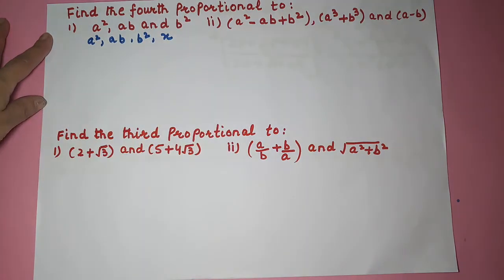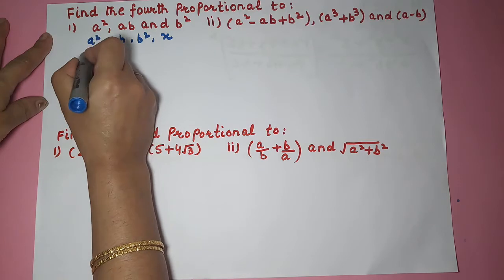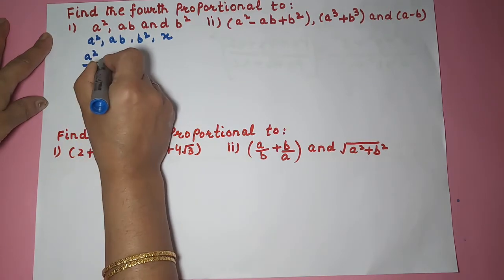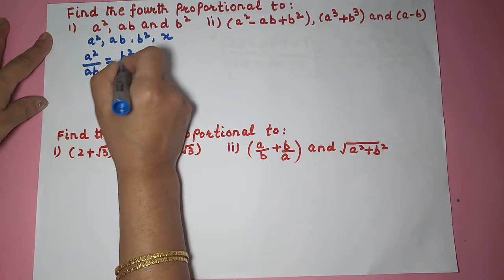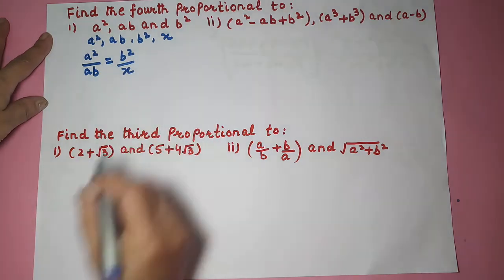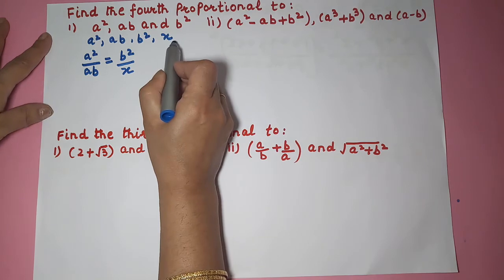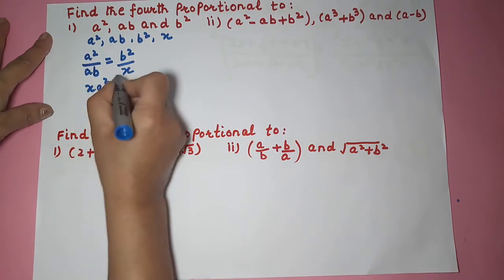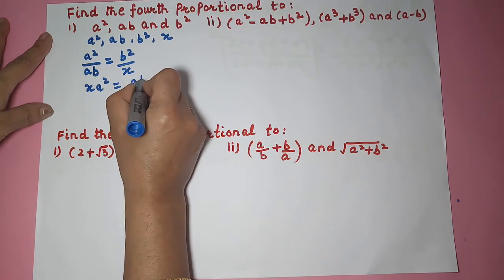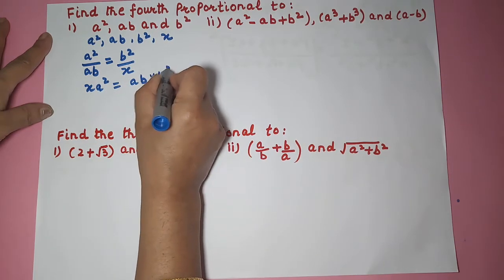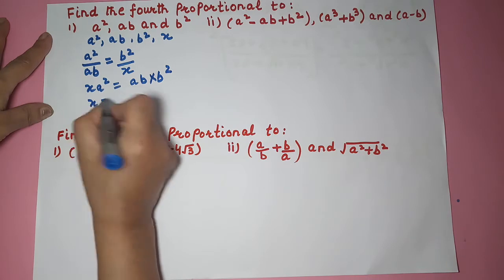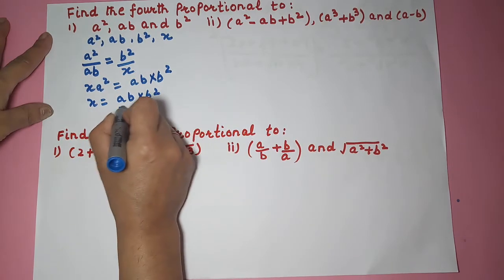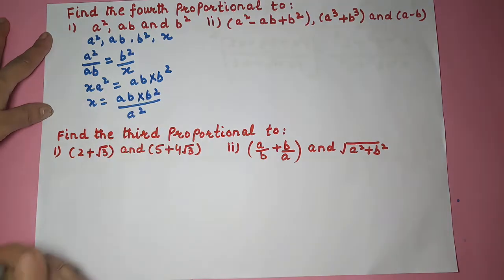Now, since they are in proportion, what does that mean? That means a square divided by ab is equal to b square divided by x. So now we have to find the value of this x. We will cross multiply. X a square is equal to ab into b square. So my x will be ab into b square upon a square, right?